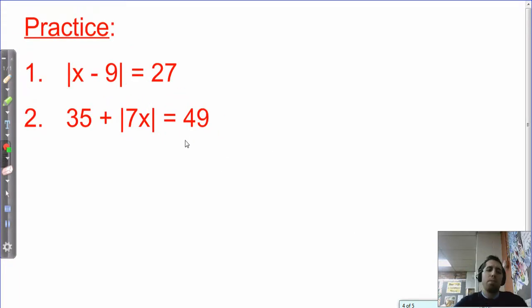But here are your practice problems. I'm going to read them to you because that absolute value is pretty short, kind of hard to see. This is the absolute value of x minus 9 is equal to 27. That's number 1 for you to do. And number 2 for you to do is 35 plus the absolute value of 7x is equal to 49. So I want you to figure out those two for yourself.